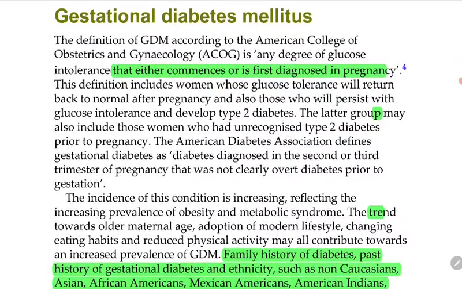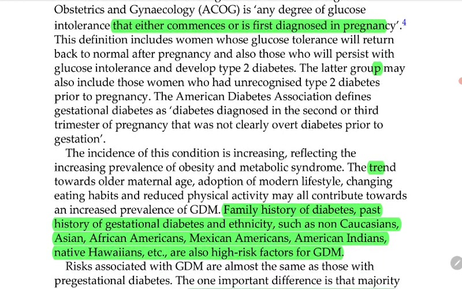First thing, read about gestational diabetes. As per ACOG, it is any degree of glucose intolerance that either commences or is first detected during pregnancy. Okay, this definition includes women whose glucose tolerance will return back to normal after pregnancy, and also those who will persist with glucose intolerance and develop type 2 diabetes mellitus. The latter group may also include those women who had unrecognized type 2 diabetes prior to pregnancy.